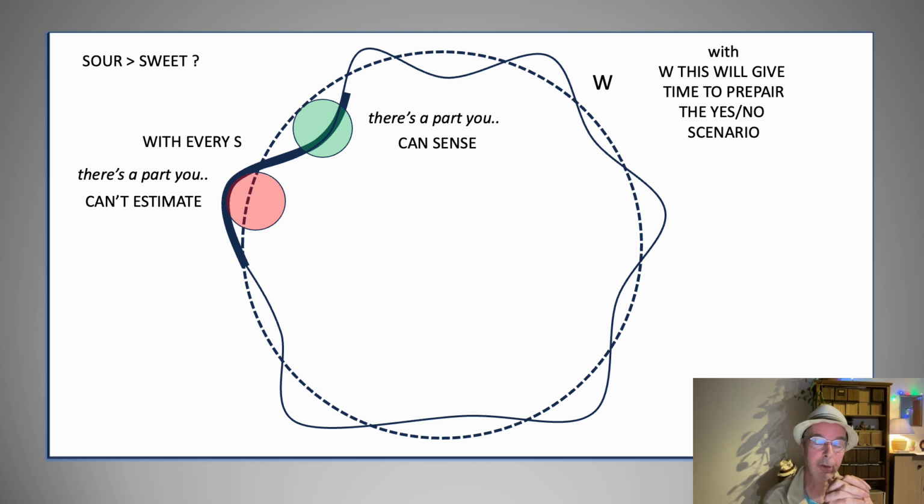And let's go to sweet. If there's sour, there's of course sweet. How do we sense sweet when we express it with letters? Because this also starts with S. And like every S, as you know, there's a part you can't estimate, and there's a part you can sense. That's the basics of the S.